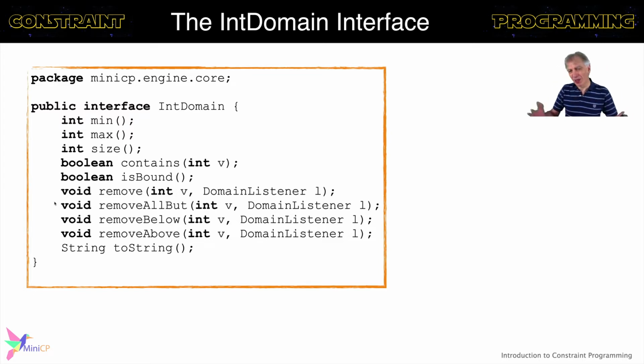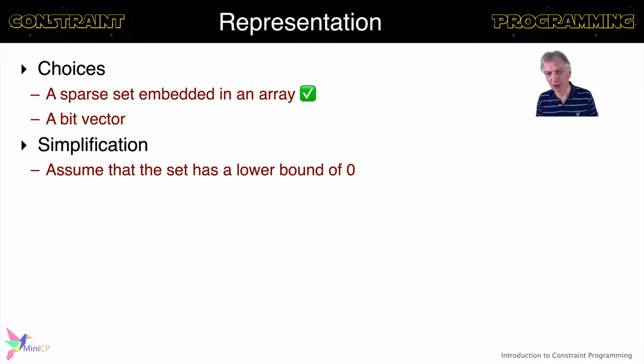And there are many ways to do this. Two very popular ones are bit vectors and sparse sets. What we're going to talk about is the sparse set, because it can illustrate very nicely some of the key features of these implementations. Initially, I'm just going to assume that the lower bound of the set is 0, so it's going to be a set between 0 and a value n. And so the values of the domain are going to be in that range.